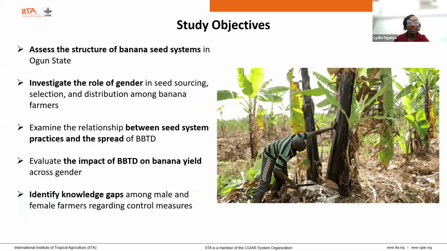Now we want to talk about the study objectives, one of which was to assess the structure of the banana seed system in Ogun State, investigate the role of gender in seed sourcing, selection, and distribution among banana farmers, examine the relationship between seed system practices and the spread of BBTD, evaluate the impact of BBTD on banana yield across gender, and identify the knowledge gaps among male and female farmers regarding control measures.